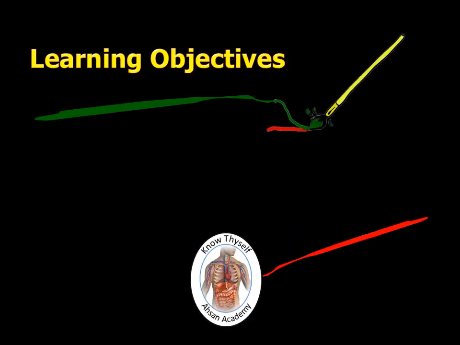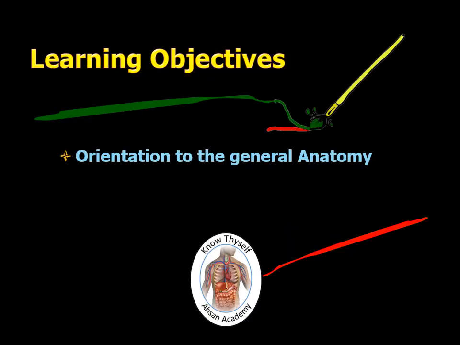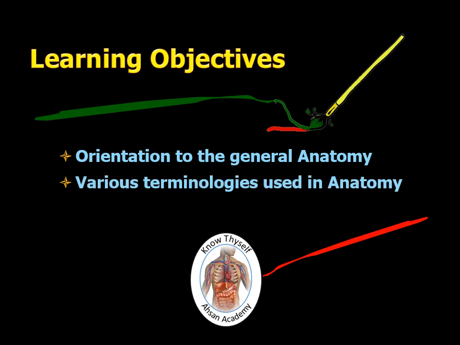I will discuss three objectives during this small session. So, orientation of the general anatomy, just various terminologies will be discussed, and utility of the terminologies.